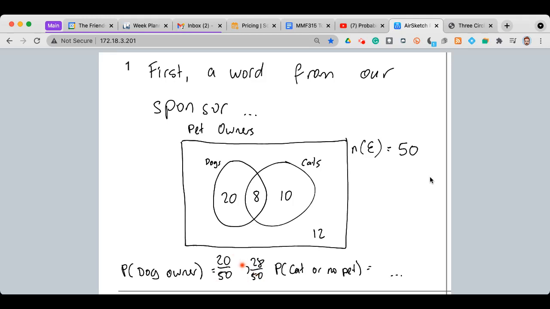Most people are working in percentages, that's legitimate. Don't feel like you have to. 20 out of 50 and 28 out of 50 is all right as well. Plus you could also simplify it to 10 out of 25 and 14 out of 25. That would be legit. Probability of cat or no pet. Who wants to provide an answer?